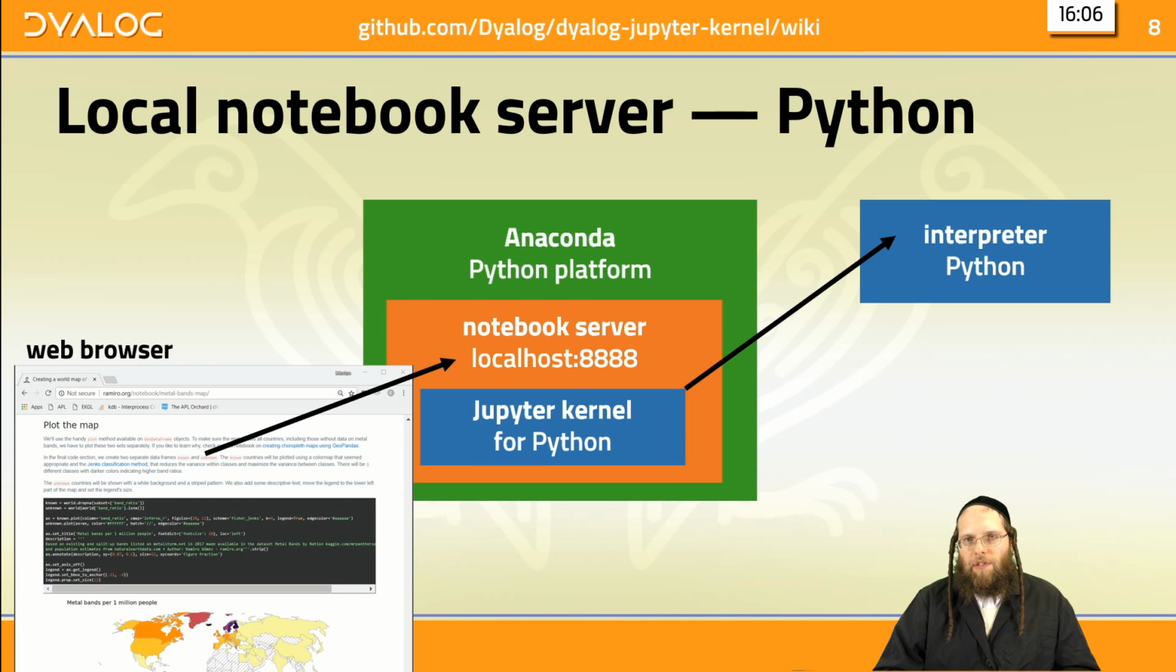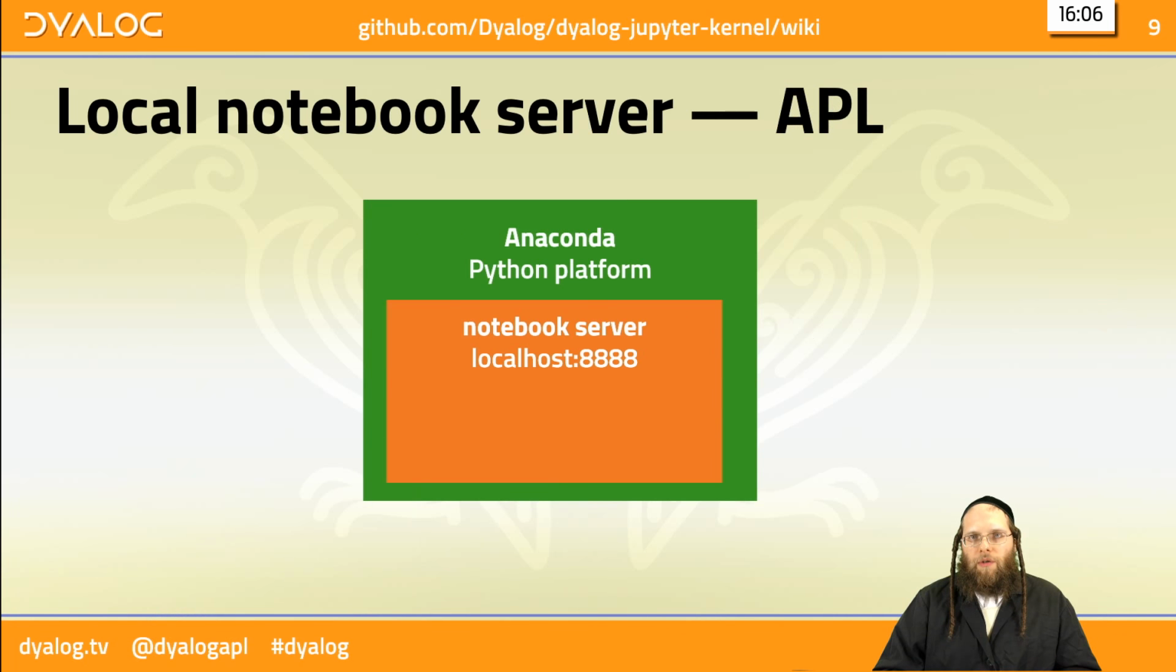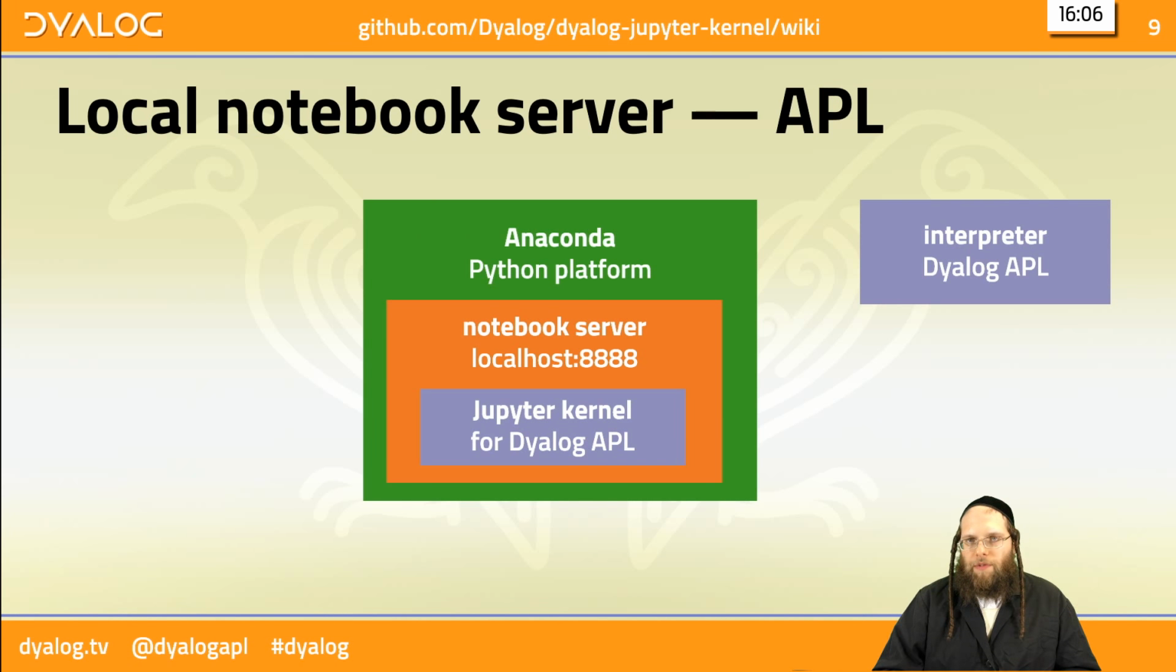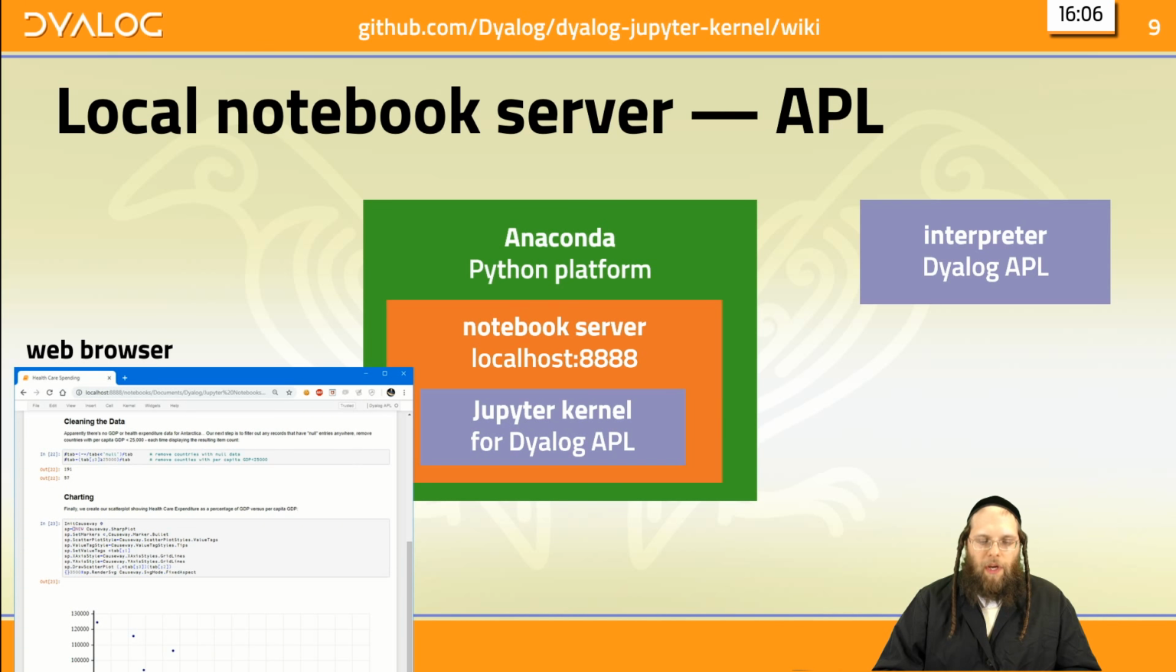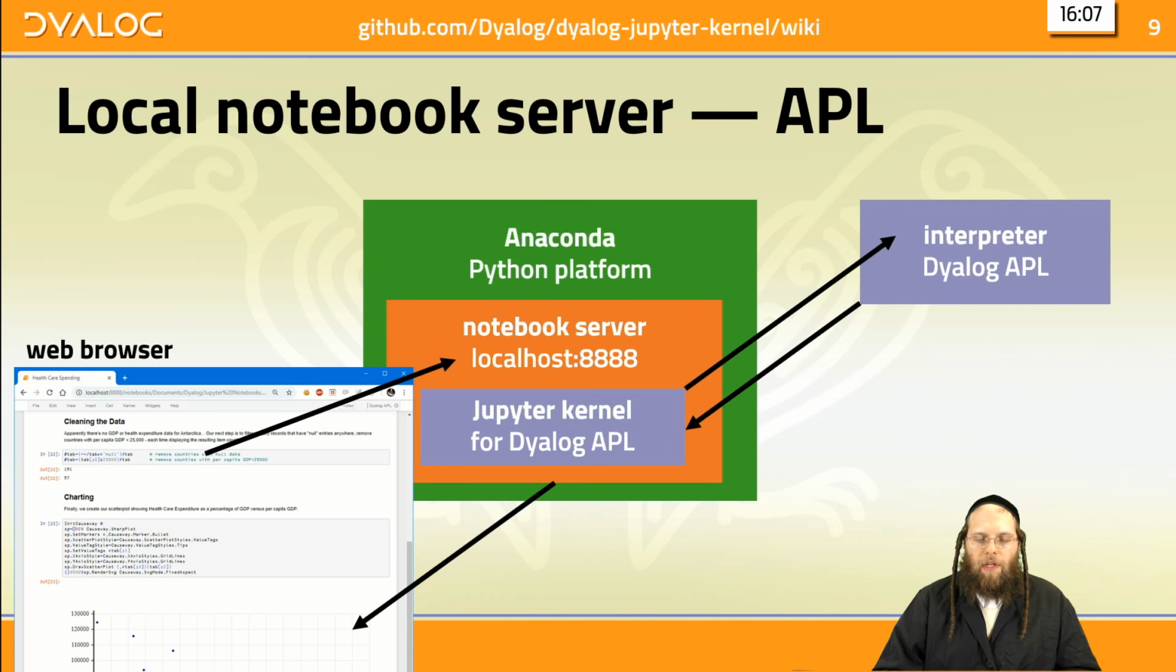may take care of some special cases, but eventually sends code to be executed by the interpreter. The interpreter sends the result back, and the server sends back the output to the browser, where you, the user, can view it. And it works exactly the same way when it's talking with APL. So we still have Anaconda and its notebook server, but now we have a new Jupyter kernel for Dyalog APL, and that communicates with our regular interpreter. And so we have a web browser sending the request to the server, which goes to the kernel, then the interpreter, and the server gives you back the result.